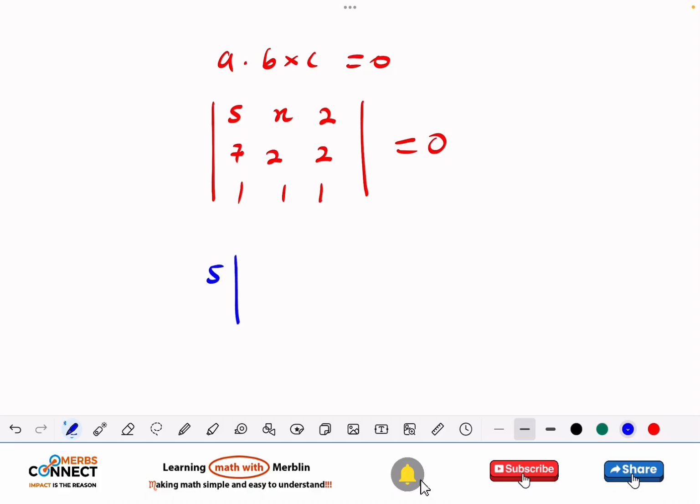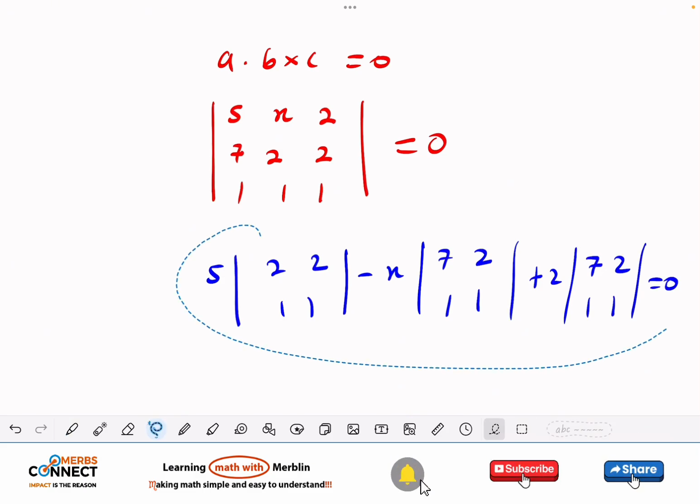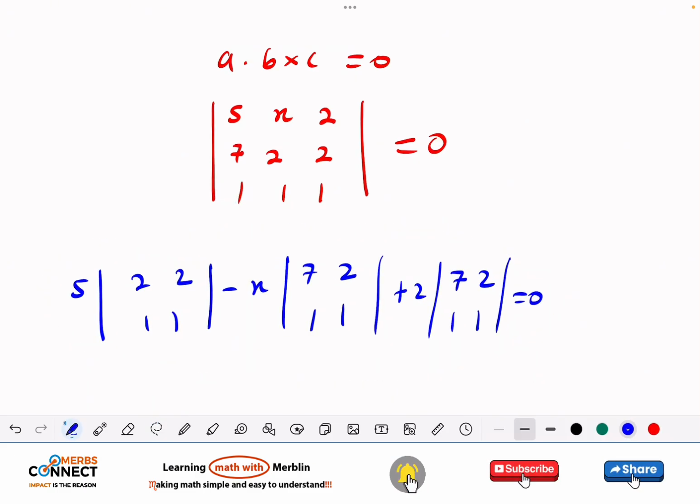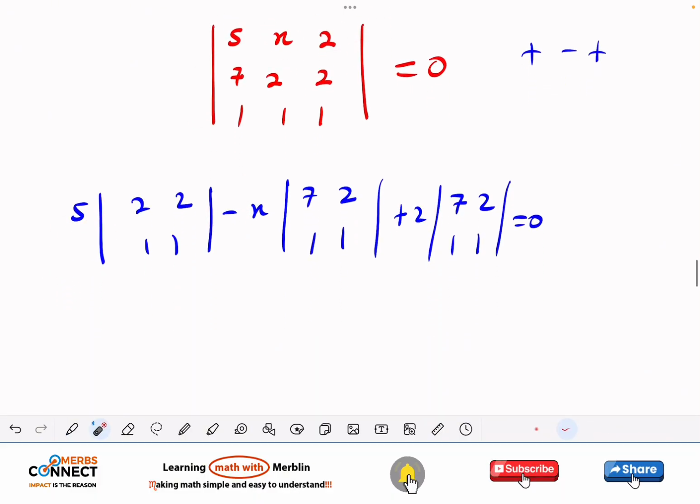So I maintain 5, x, 2, then 2, 1 minus x. Then I'm going to have 7, 2, 1, 1, plus 2, then 7, 2, 1, 1. This should be equal to 0. Don't forget I was using plus, minus, plus for the top one. So positive, minus, positive. Is that right? Yes. And this one too is okay.